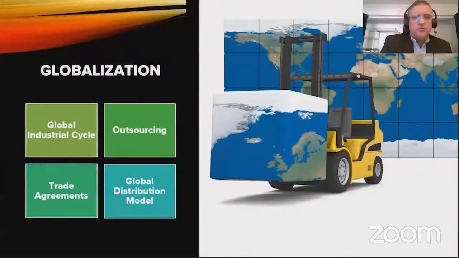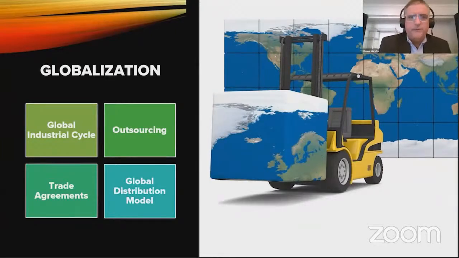So let's review the key topics we'll be discussing over the courses. The first one is globalization. We'll be discussing the global industrial cycle, which is simply the movement of the manufacturing of goods around the globe. Outsourcing, when manufacturers move their production to a particular country. Trade agreements, like the North American Free Trade Agreement.